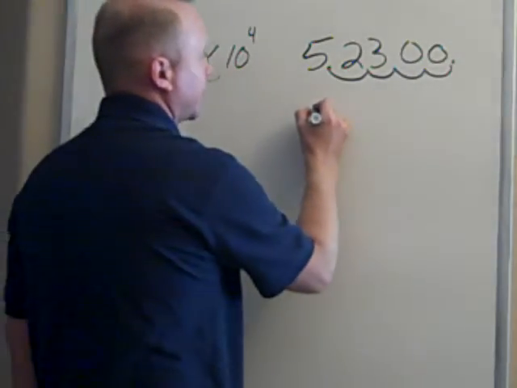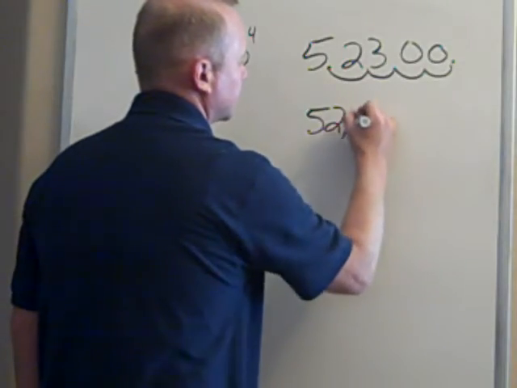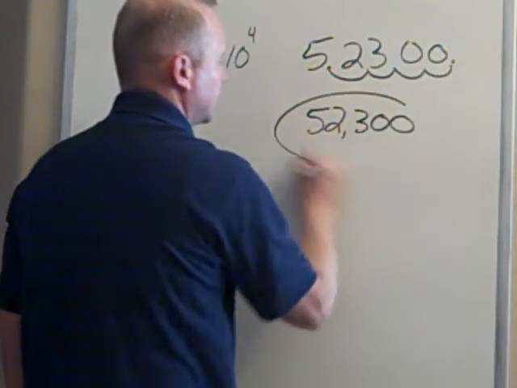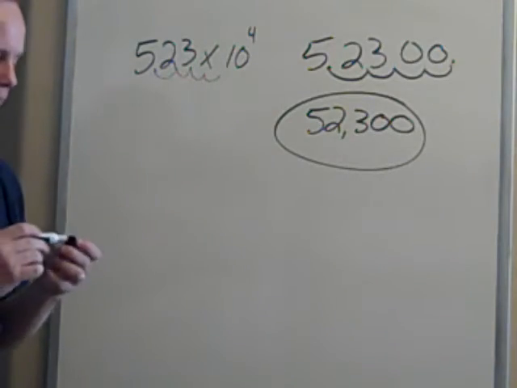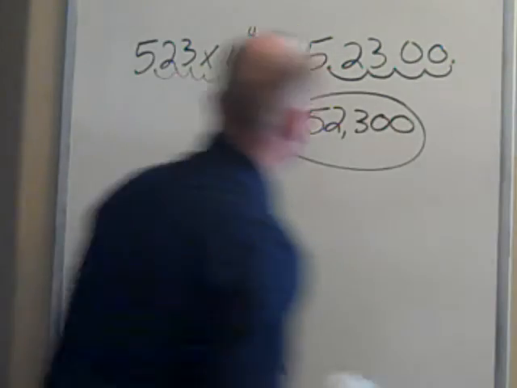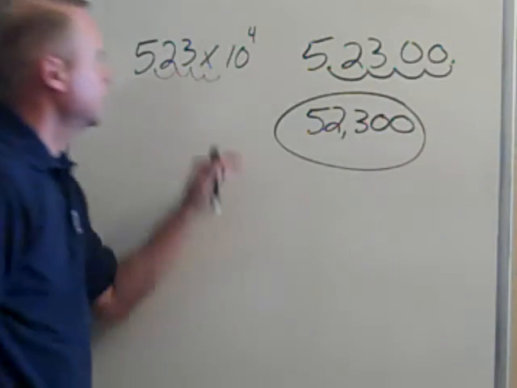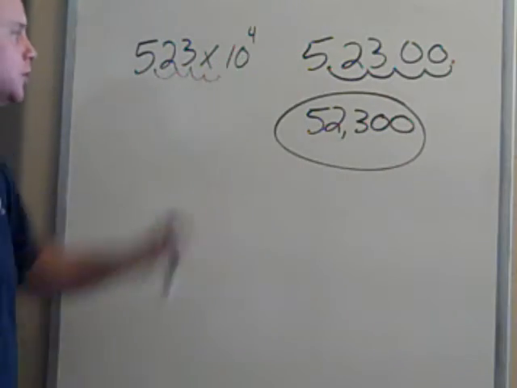So this number here is actually 52,300. That is your original number. This is that number in scientific notation. Now, notice on this one, in fact, I'll leave that one up for the moment, because on this one it's a positive exponent, so we went to the right.